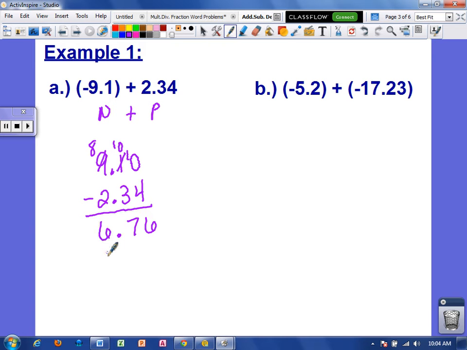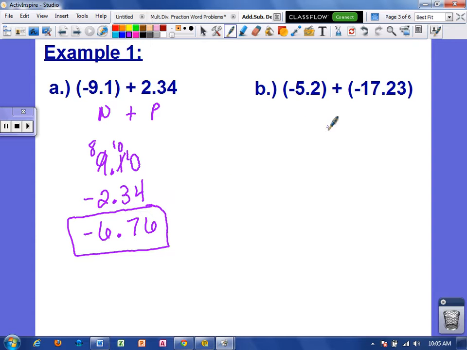Now I'm going to take the sign of the bigger number. So I'm just going to look at 9.1 and 2.34, ignoring if it's positive or negative. If they were both positive, 9.1 would be bigger. So now that I know 9.1 is negative, I have to make my answer negative. So we would have a negative 6.76.